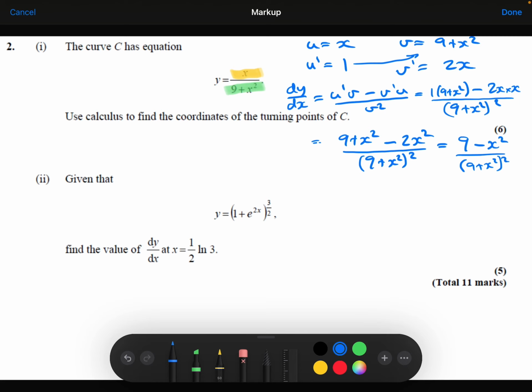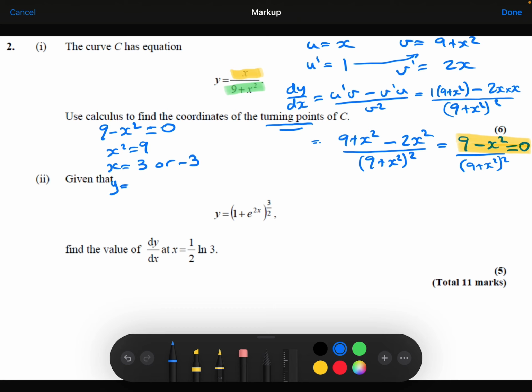I now need to find when does this equal 0 for the turning points. Well, the only thing I really need to focus on here is the numerator. If 9 minus x squared equals 0, then the whole thing will equal 0. As long as the numerator is equal to 0, then when I divide that by the denominator, it's going to equal 0 as well. So then we can solve this equation, and we can say that x squared is equal to 9. So x is going to equal either 3 or minus 3.